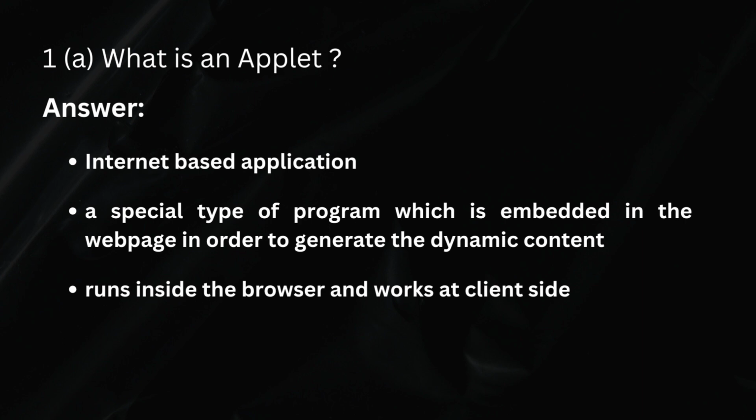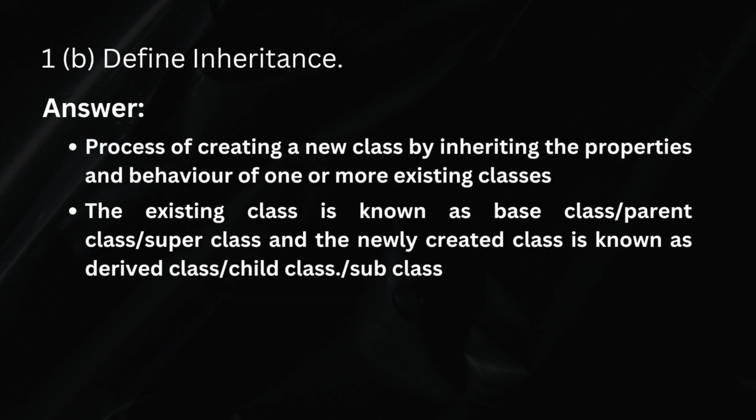Now we come to question number 1, bit B. The second question is to define inheritance. Inheritance is the process of creating a new class by inheriting the properties and behavior of one or more existing classes. The existing class is known as the base class, parent class, or super class, and the newly created class is known as the derived class, child class, or sub class.